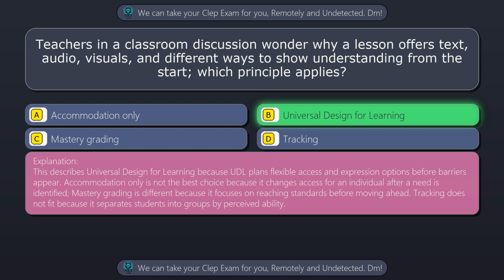Accommodation only is not the best choice because it changes access for an individual after a need is identified. Mastery grading is different because it focuses on reaching standards before moving ahead. Tracking does not fit because it separates students into groups by perceived ability.